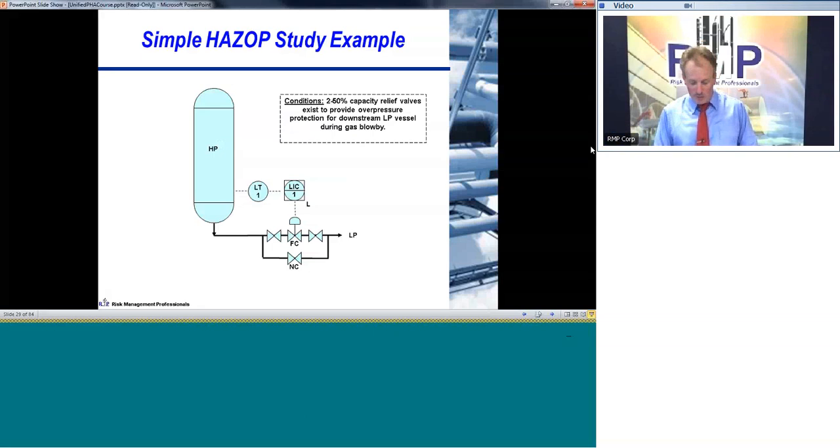So let's look at a simple HAZOP study example, just to illustrate what it is we're talking about. Here you're looking at a high pressure vessel on level control connected to a low pressure portion of the process. The low pressure portion of the process has 2% capacity relief valves, and the objective, if you've got this at your facility, is to use the HAZOP approach to try to identify what kind of hazard scenarios can occur, what are the safeguards associated with that, and are there any vulnerabilities.